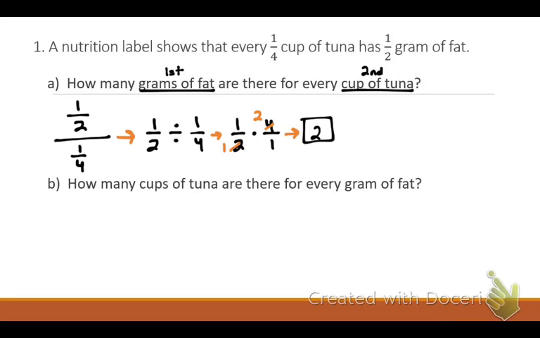Going back to the question, it says, how many grams of fat are there for every cup of tuna? This is how you're going to write it. There are 2 grams of fat per 1 cup of tuna.